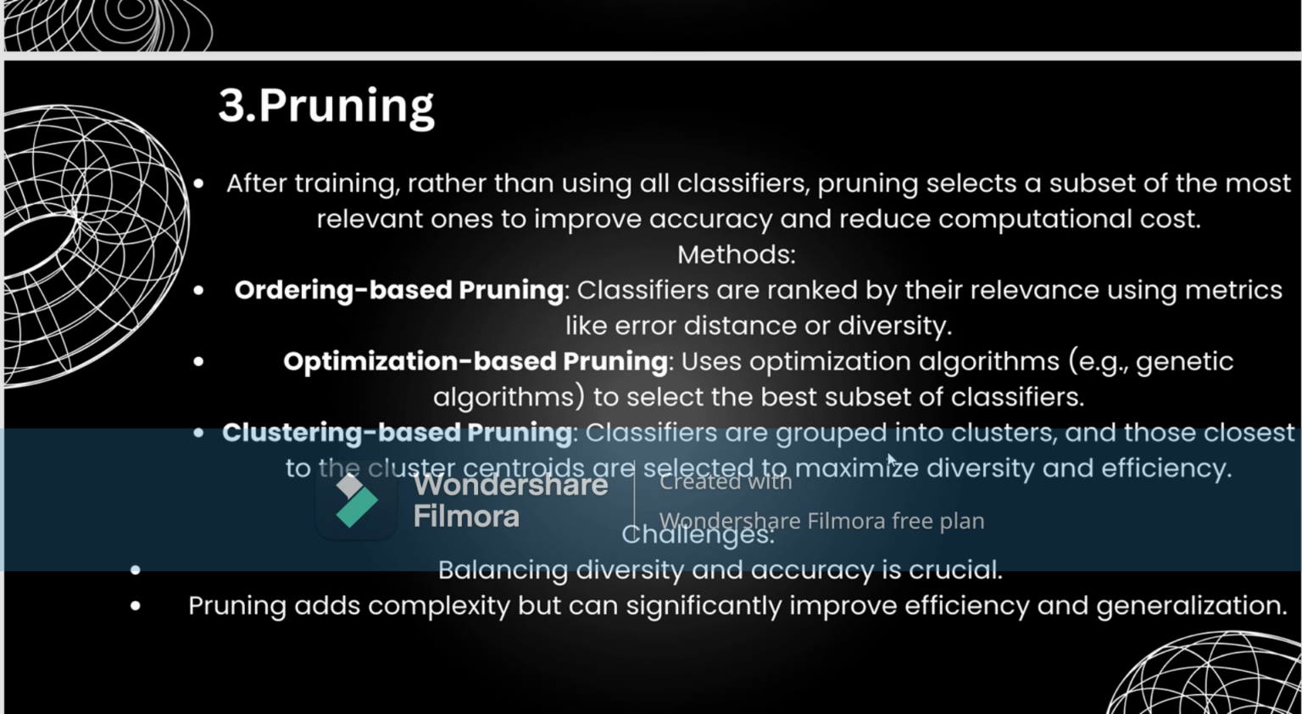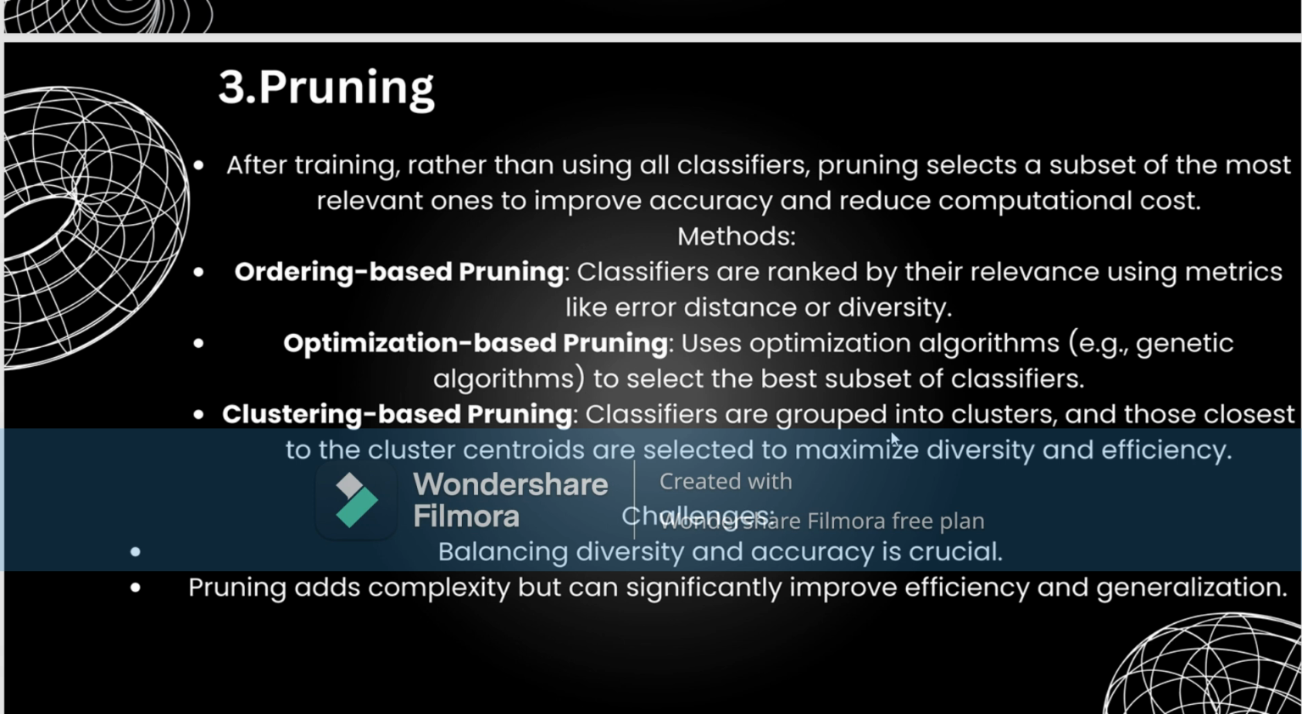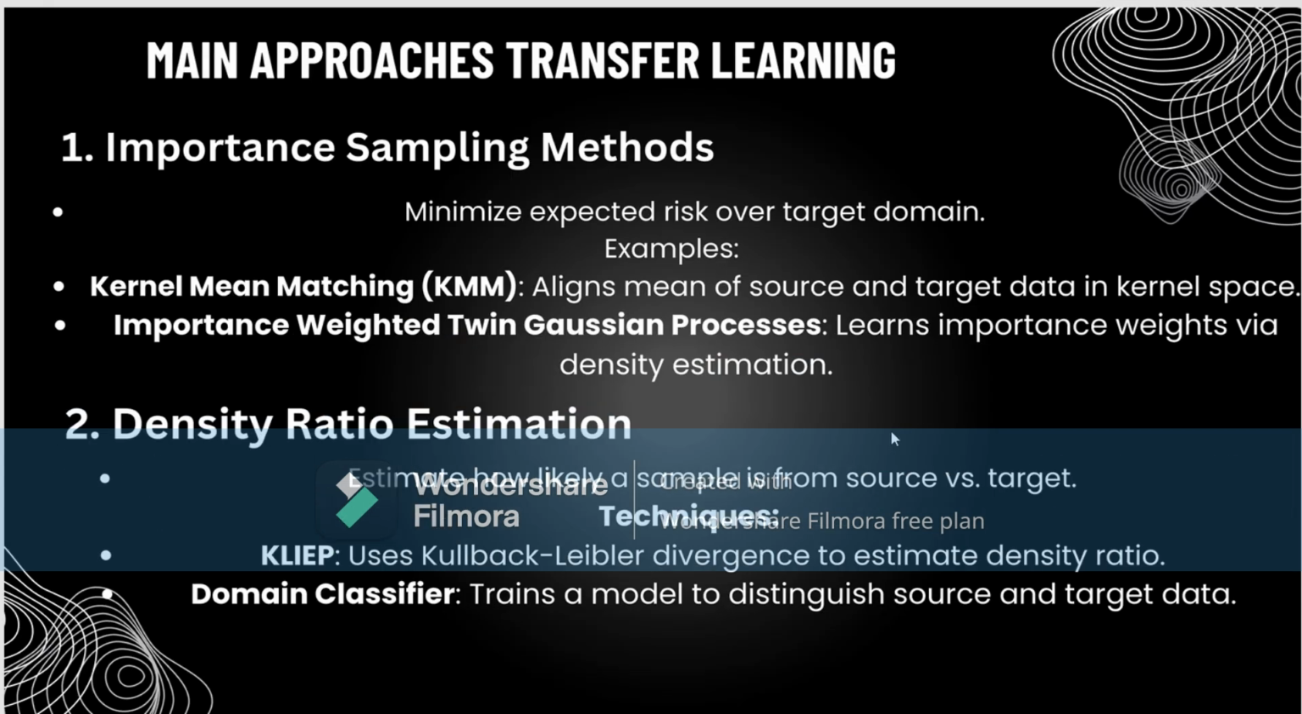Clustering based pruning. Classifiers are grouped into clusters and those closest to the cluster centroids are selected to maximize diversity and efficiency. Challenges: balancing diversity and accuracy is crucial. Pruning adds complexity but can significantly improve efficiency and generalization.